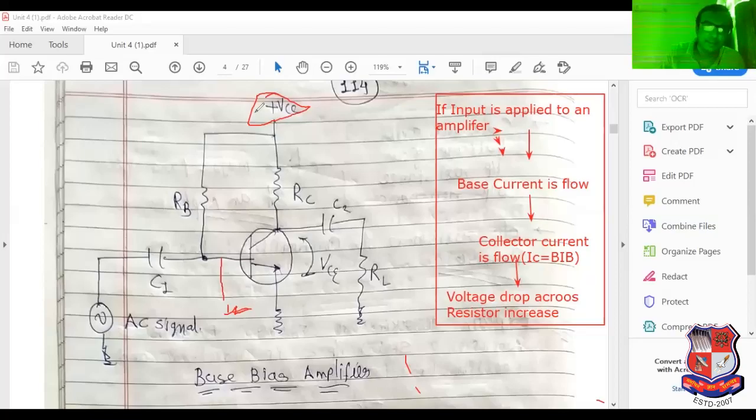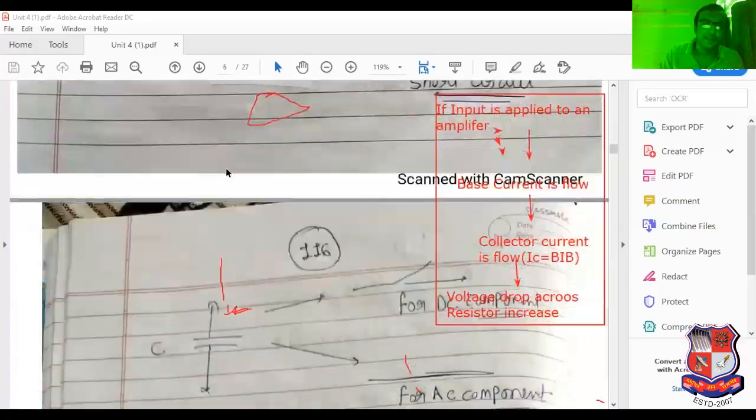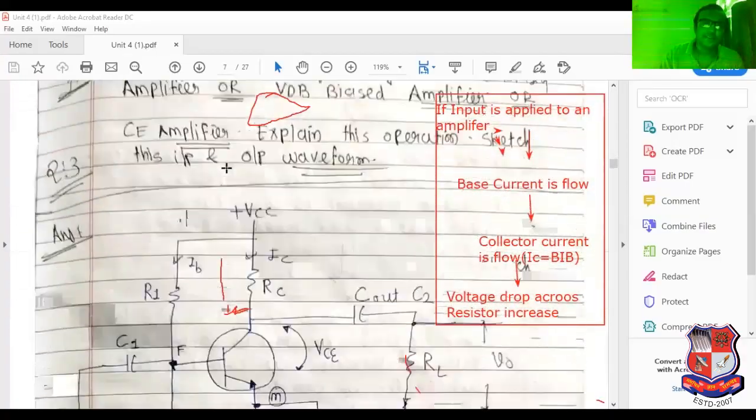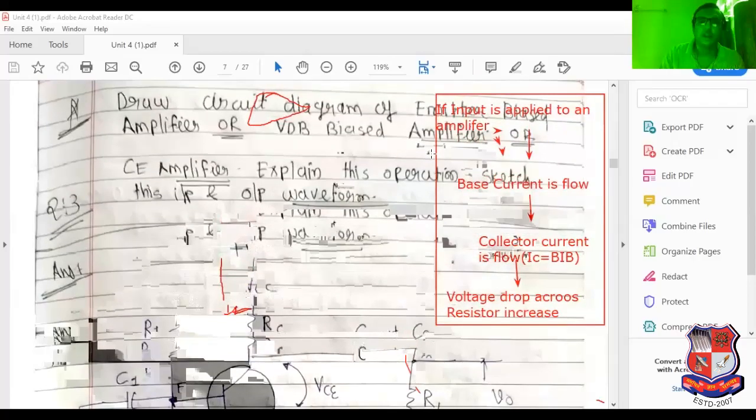Sorry, supply voltage is added with the AC signal in such a way that the signal can be shifted. How it is shifted, I will explain in the next topic, which is: draw the circuit diagram of emitter bias amplifier, voltage divider amplifier, common emitter amplifier.